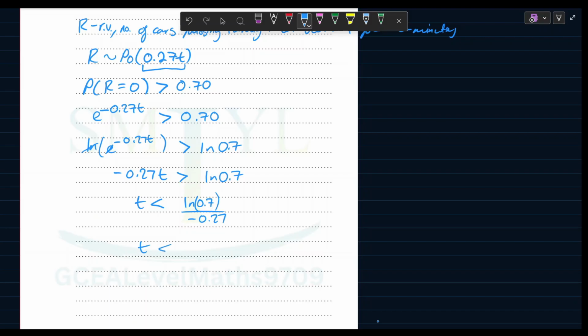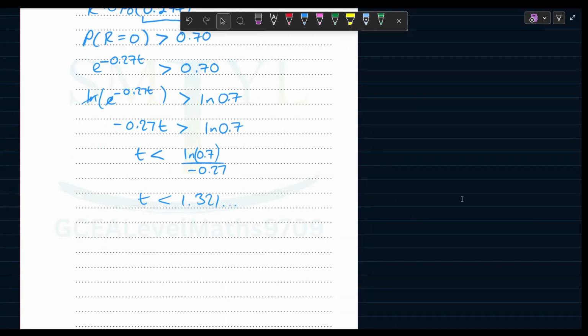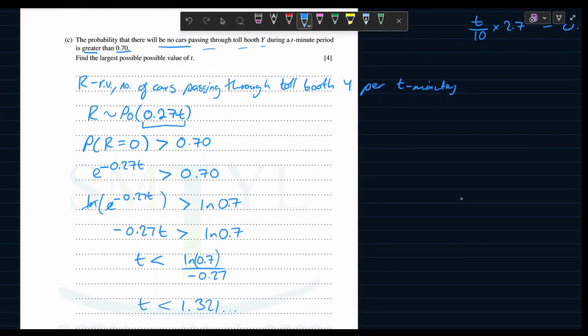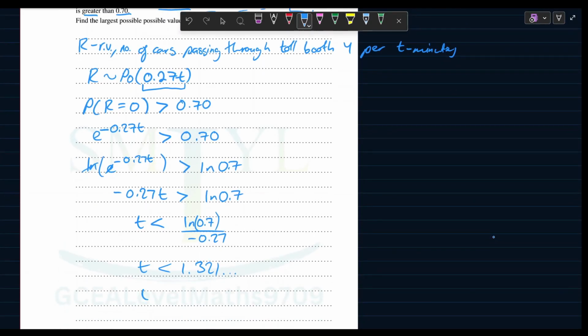So that gives us t must be less than, let's punch that into the calculator, ln 0.7 over negative 0.27. This gives us 1.321 and so on. They say they want the largest possible value of t. Okay, so t represents the number of minutes. So the largest number of minutes we could have here is going to be the largest integer that's less than 1.321, which is simply 1. So a 1 minute period. So our final answer is that t is 1.